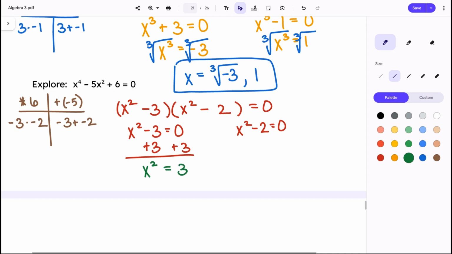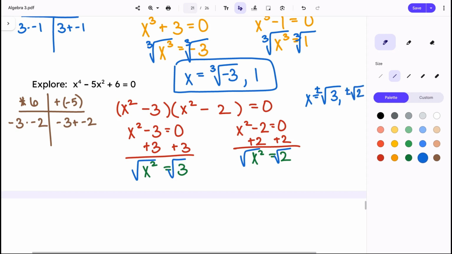Then what are you going to do? Square root. Can we square root 3? No. So one answer is the square root of 3, plus or minus technically. On the other side, we would add 2. So if x squared equals 2, can I square root 2? No. So I'm just going to add on plus or minus square root of 2.